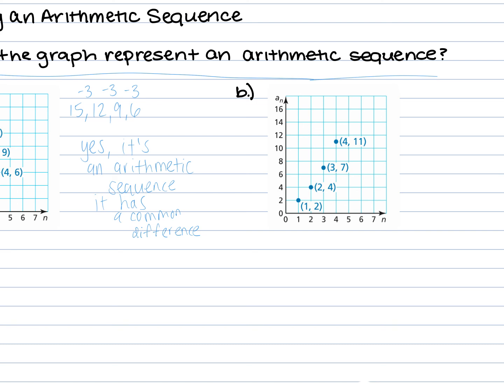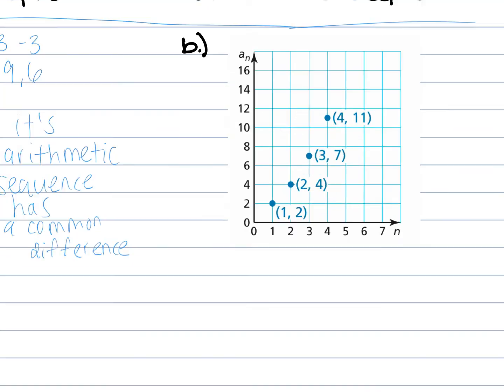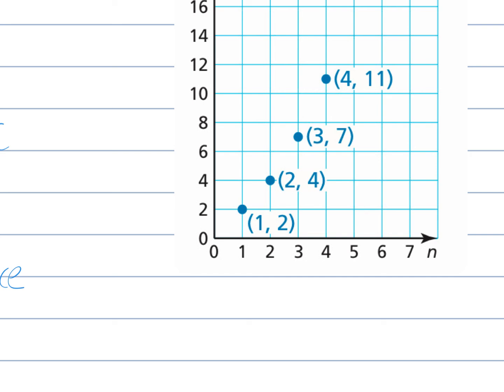Just eyeballing this, how could I be a little bit suspicious that this is not going to be an arithmetic sequence? Sophia? If you draw a line, it's not straight. Very good. All these points are not going to lie on the same line. Do you guys see that? It kind of looks like it would be like a curve almost, right? So how do we check for sure? List out your sequence in order.